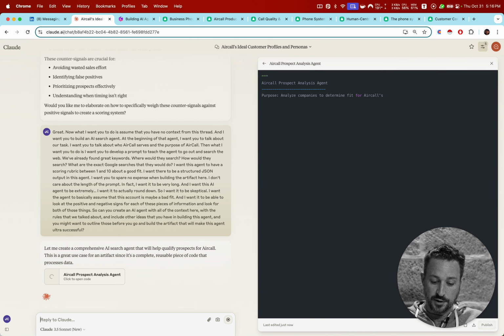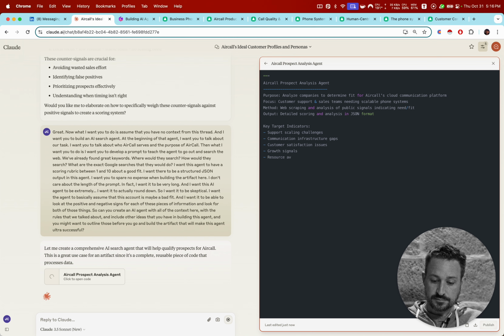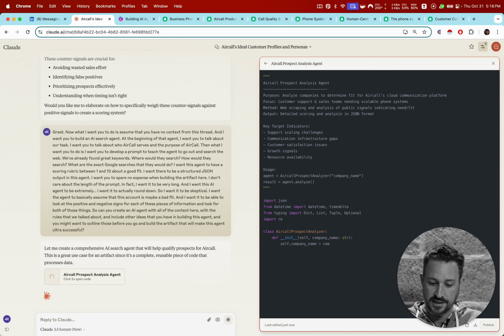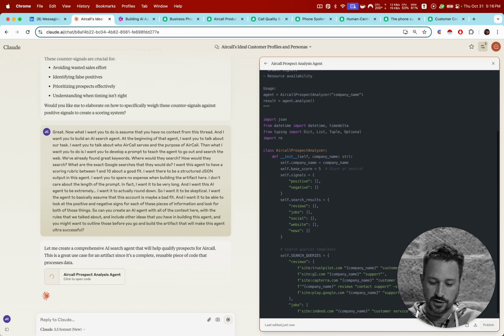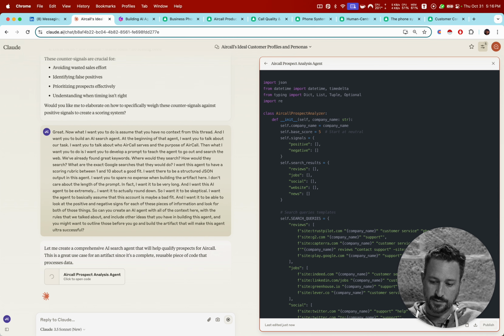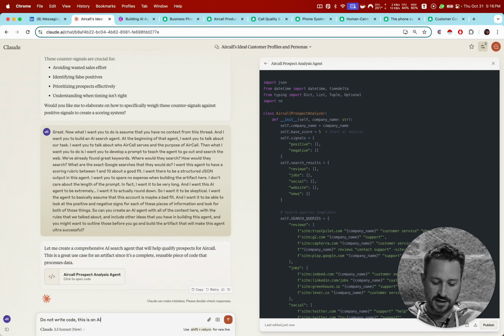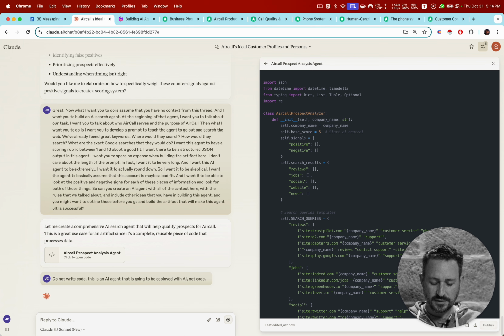So it's really important what I did here because I gave it a purpose. I gave it key target indicators. I want it to actually give me... see, this is a problem here. So let's actually stop this. Do not write code. This is an AI agent that is going to be deployed with AI, not code. It gets this wrong sometimes.